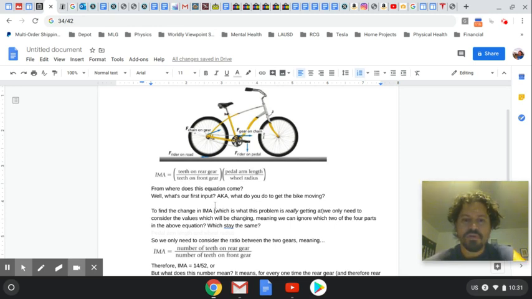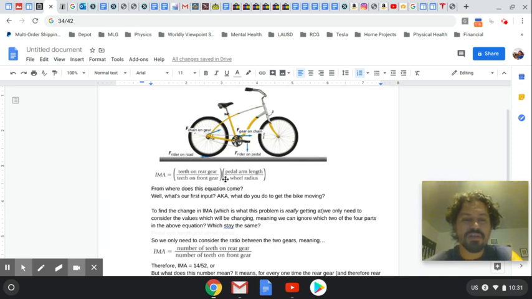So we need to consider those things that are changing. We can ignore two of the four parts in the above equation. So which of these two things stays the same? And again, remember, we're shifting gears. So which of these two stays the same?